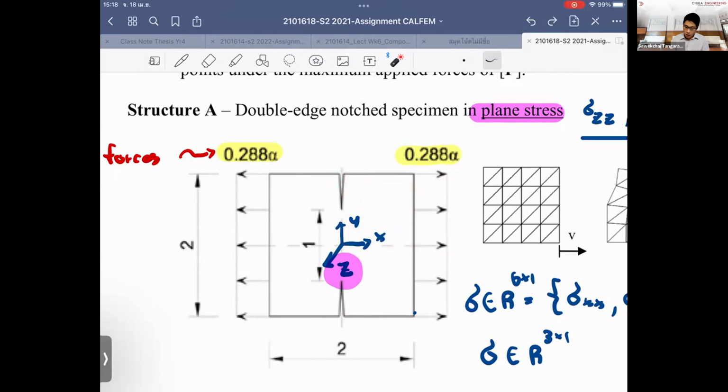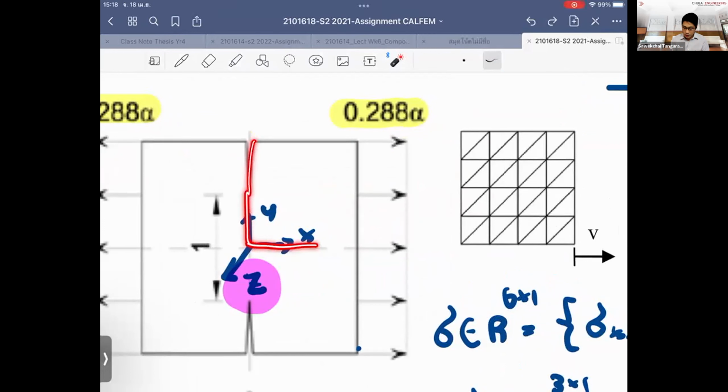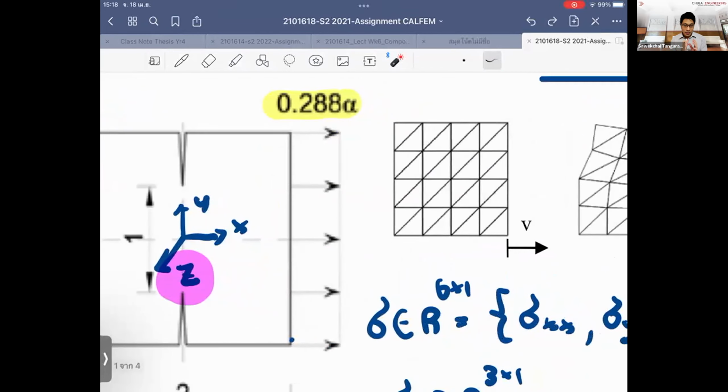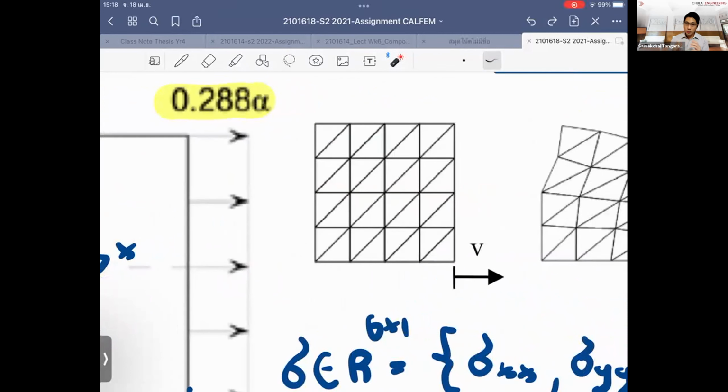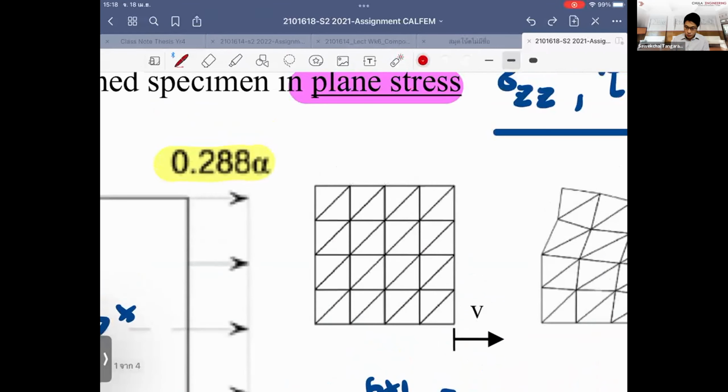When we talk about the quarter, I only model this part, right? So that's why I give some indication of the initial mesh. You have two choices to pick the mesh. You can use 3-node or you can use 4-node. In this assignment, I ask you to use just the 4-node isoparametric elements.